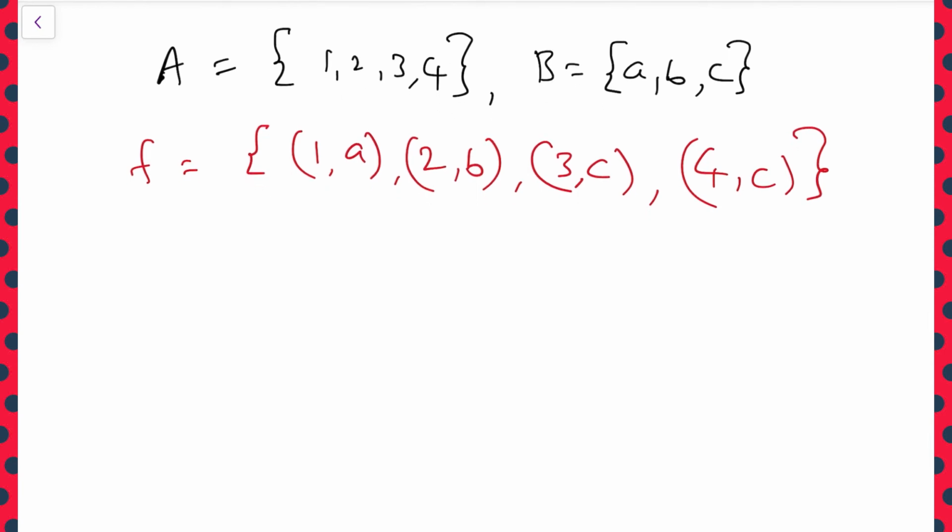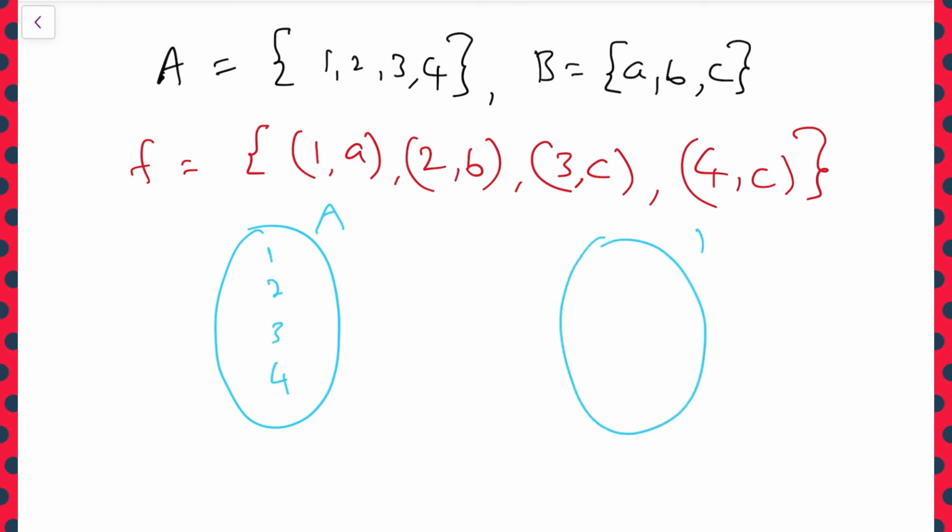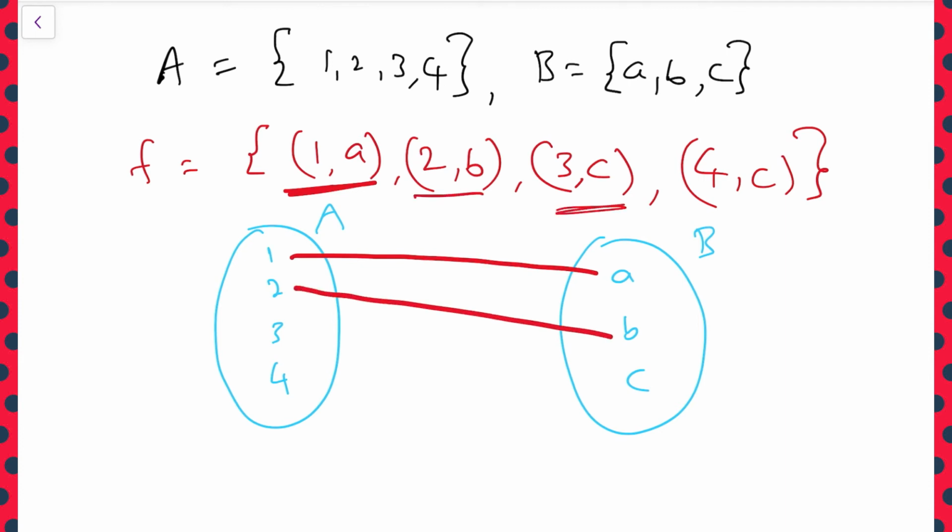For easy understanding, I am going with the Venn diagram. Set A, we have 1, 2, 3, 4, and set B, we have a, b, c. (1, a), so 1 to a. (2, b), 2 to b. (3, c), 3 to c. (4, c), again 4 also to c only.